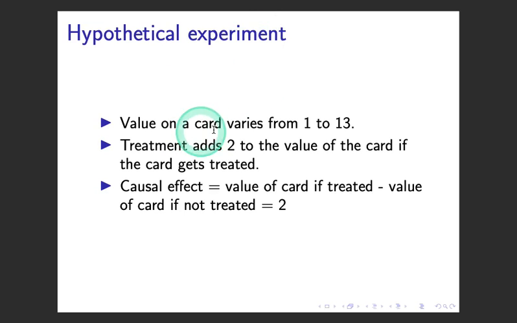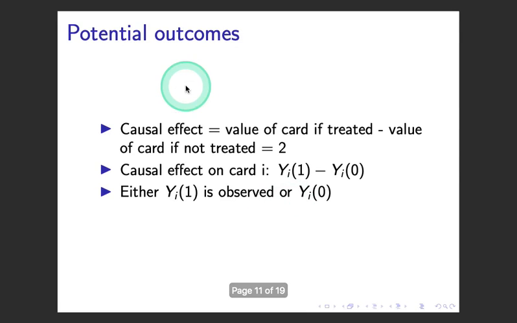Let's say the value on a card varies from 1 to 13, this we know. And let's say that we have a treatment which adds 2 to the value of the card if the card gets treated. Now the causal effect is equal to the value of the card if treated minus the value of the card if not treated, and by assumption this is 2. Now in the potential outcomes framework, causal effect is just this, the value of the card if treated minus the value of the card if not treated, that's 2.